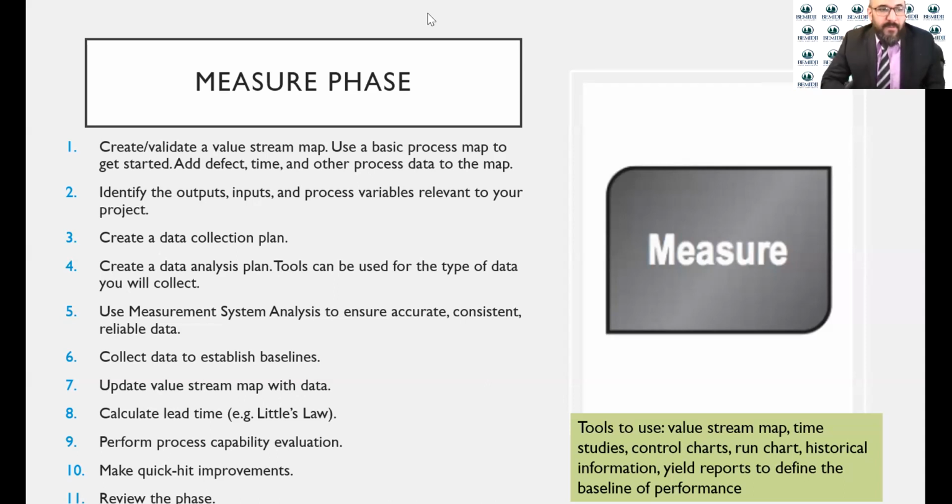Then review the phase and look into what you have achieved so far. Some of the tools that you use in this phase: value stream map, time studies. You could do control charts just to establish the baseline, run chart. You could use historical data. You could use yield reports to define the baseline of performance.